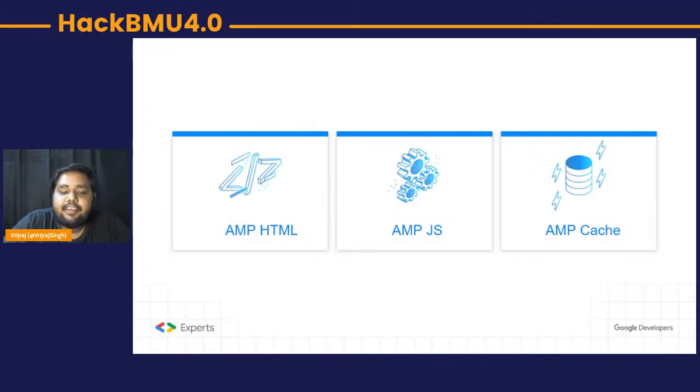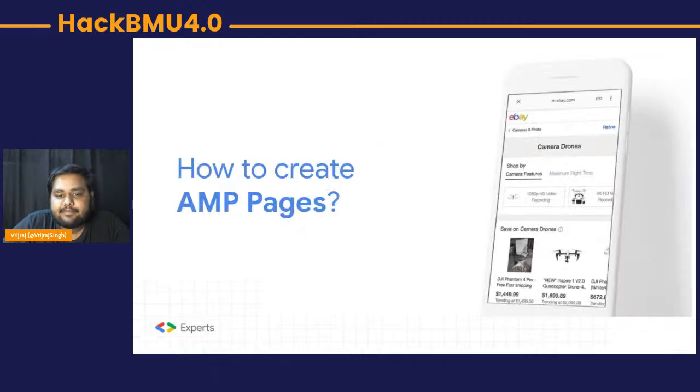And the second, we have the AMP.js library, which implements all the best performance practices and manages the resources over the web page. And the third one is AMP caches, which is responsible for making your web page faster, and it will implement the caching strategies.